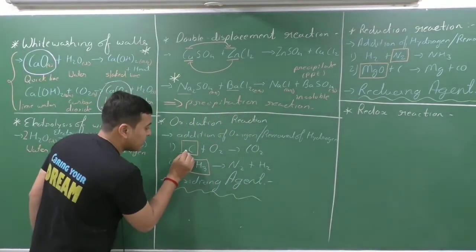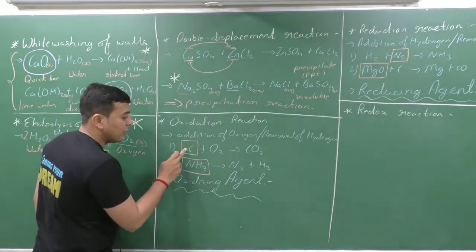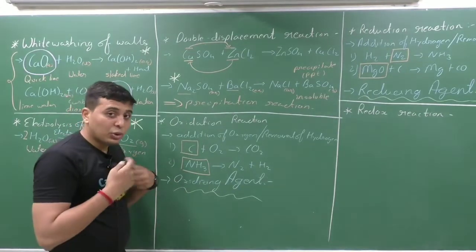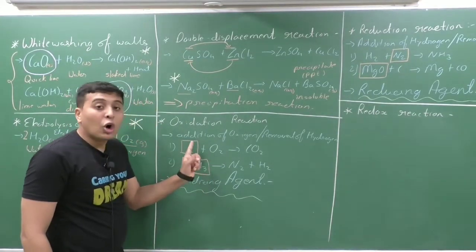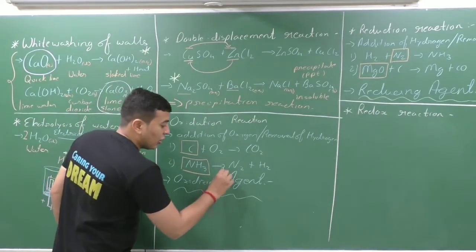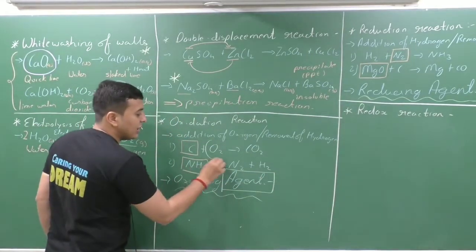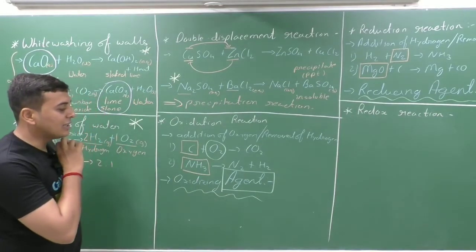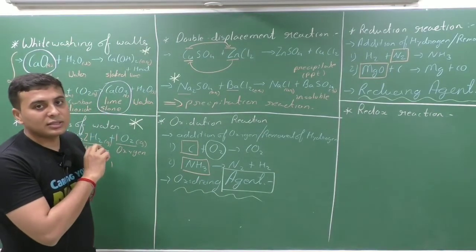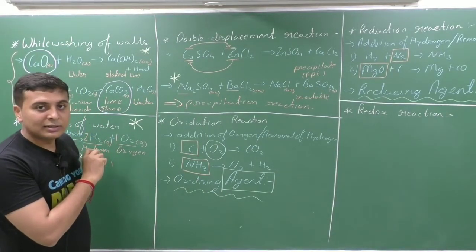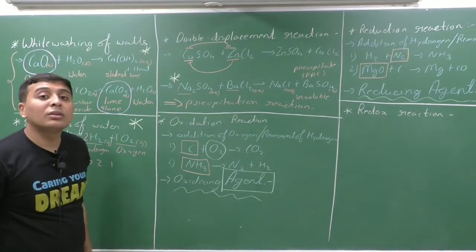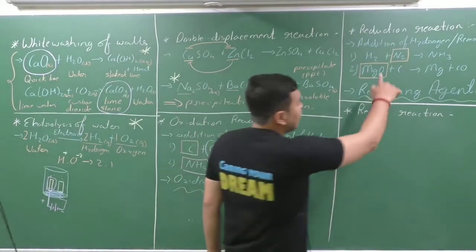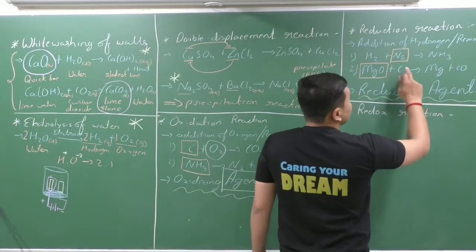Again, carbon, the oxidation takes place of which compound? Of carbon. But on its own? No. But because of oxygen. So the oxidizing agent will be oxygen. Clear? Getting it? Yes or no? Clear? Similarly here, reducing agent.